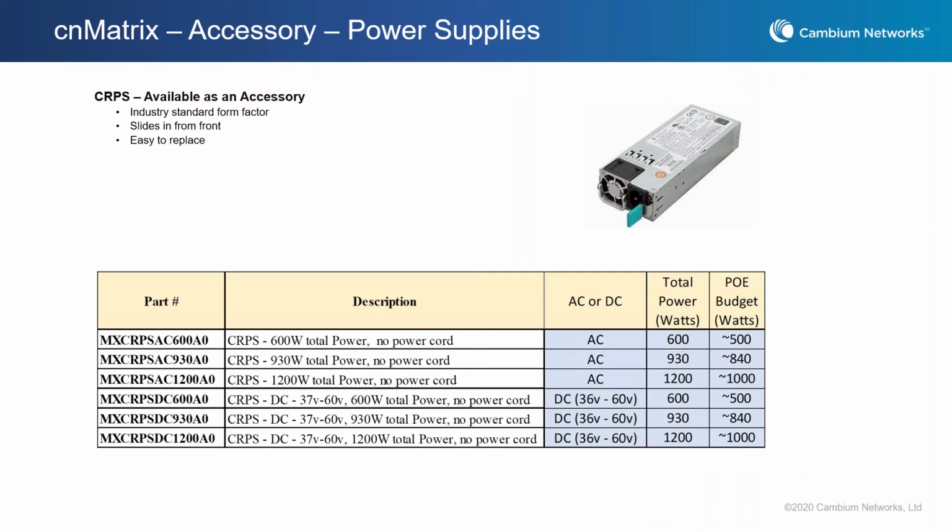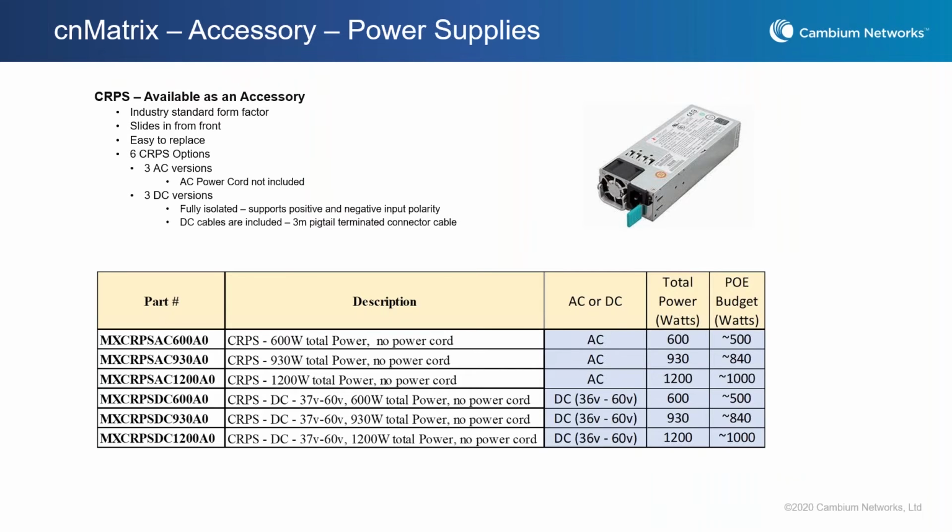Here are the CRPS power supplies. So what do they look like? There's a little picture there on the right. They just slide right in, and there's a nice little click that you hear when you slide it in. That's that little green lever there on the front. You just push it to the side to release it, and that's how you slide it out. We have 6 of these CRPS supplies available. Again, these are industry standard form factors. They slide right in the front, very easy to replace.